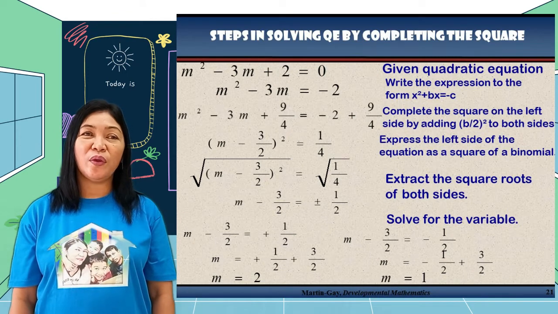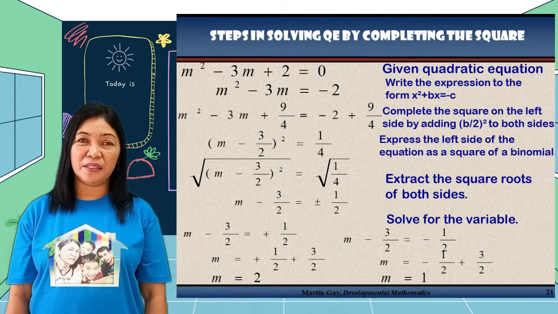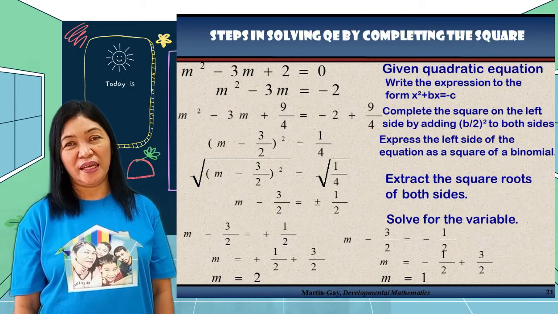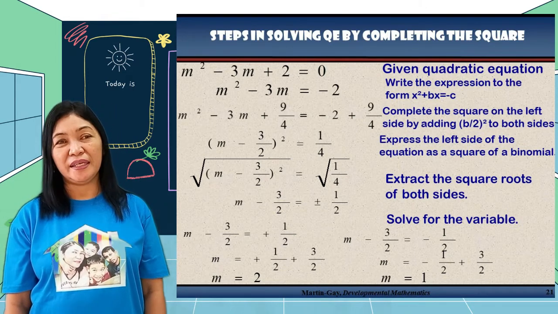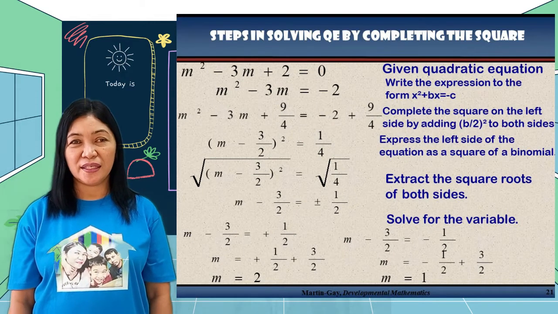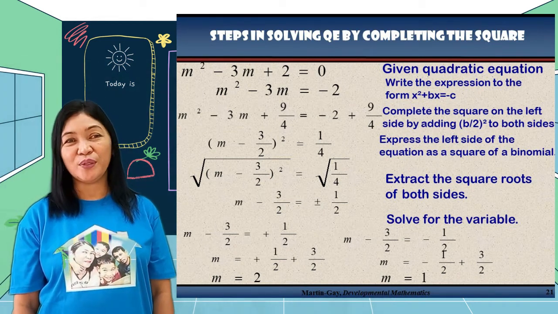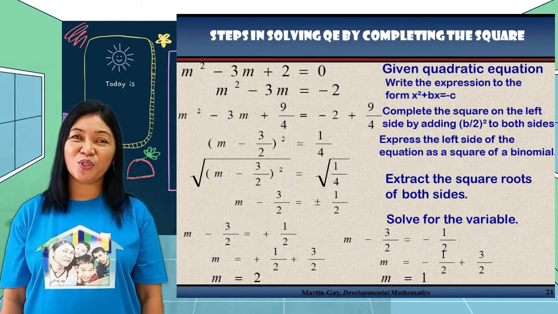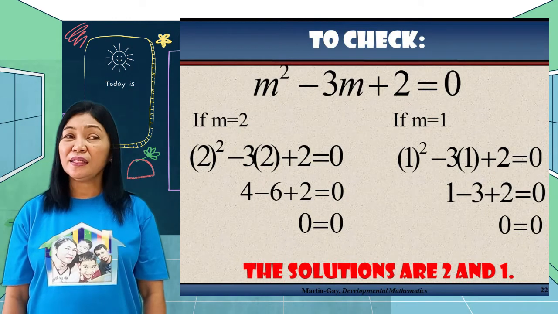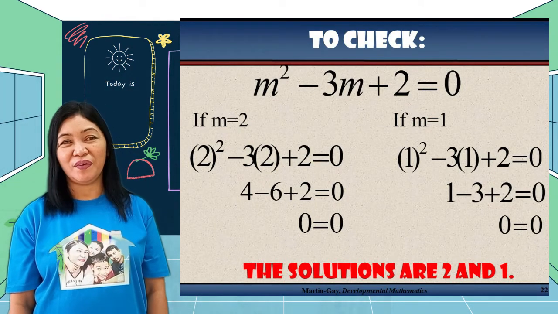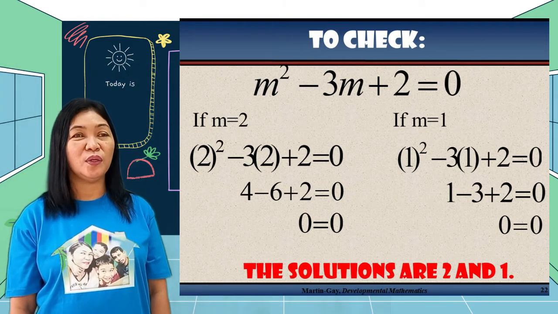We extract the square roots of both sides. We obtain m minus 3 halves equals positive or negative 1/2. Solve for the values of m, applying APE. We get 2 and 1. Verifying whether the values are solutions, we check by substituting the values of m, which are 2 and 1. As noticed, the equation is satisfied by the values, so we say that they are the solutions to the given quadratic equation.